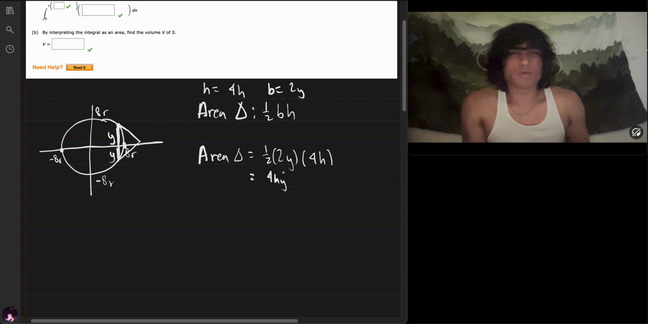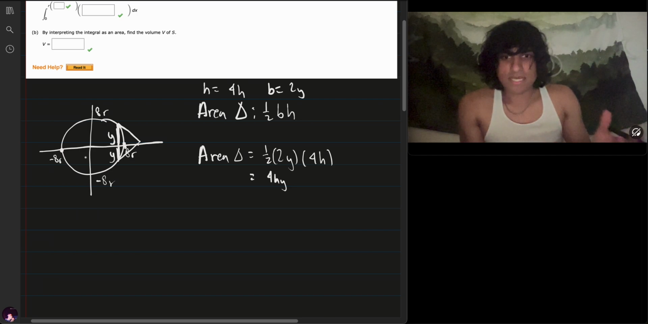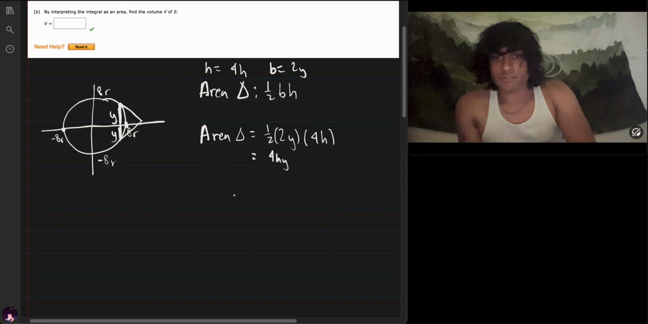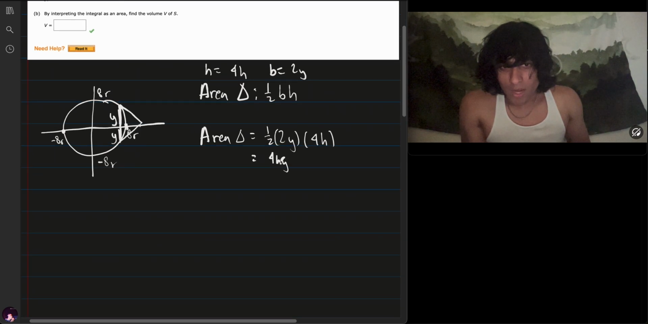You might be wondering, well, what do we do from here now? We just have 4hy as the area of this. Well, remember, we want to take the integral of this so that we can find the volume of it, right? That's how we find the area or volume of anything. We have to take the integral, but how do we take the integral of whatever we have? Well, we have to put this area into a cross-sectional function of sorts. So how do we do that? Well, let's solve for y right here.